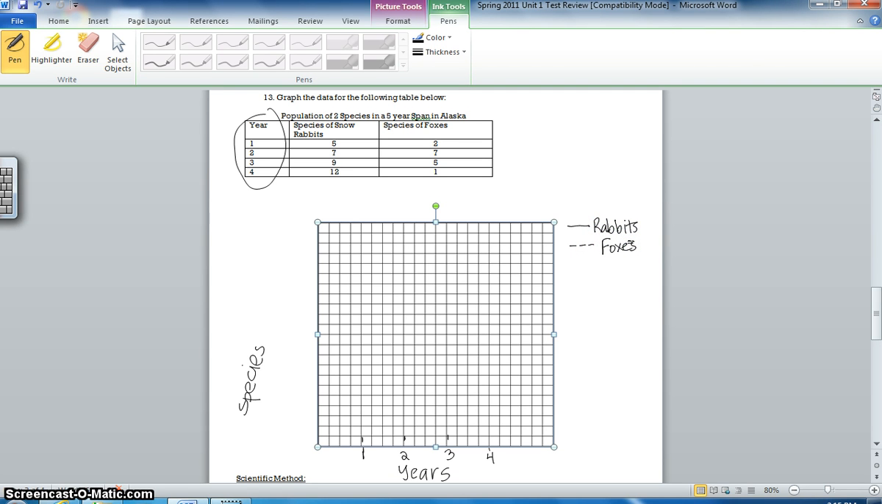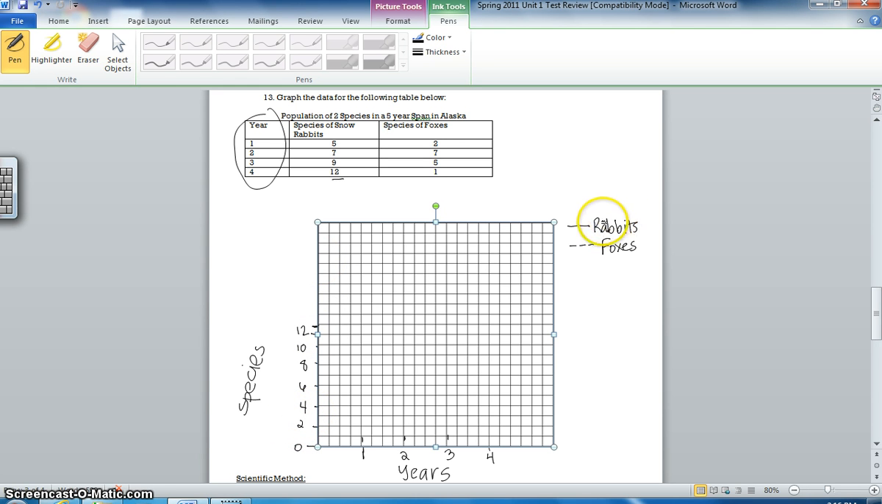Okay, and looks like the most I'm going to have to graph is 12. So I'm going to start 0 here, and I'm going to go up by 2s. 2, 4, 6, 8, 10, 12. And actually, if I were you guys, I would skip even more spaces. Actually, that should be 12 there. You could probably get away with skipping 3 spaces.